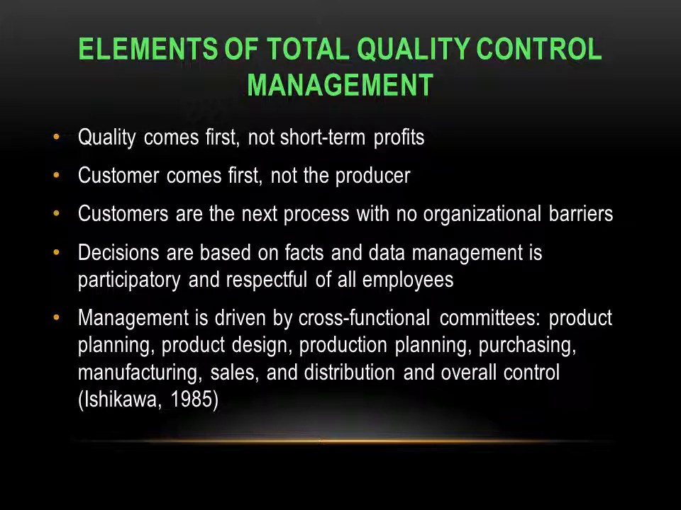The elements of total quality management: quality comes first, not short-term profits. Quality comes first, not the producer. Customers are the next process, with no organizational barriers. Decisions are based on facts, and data management is participatory and respectful of all employees. Management is driven by cross-functional committees: product planning, product design, production planning, purchasing, manufacturing, sales and distribution, and overall control.